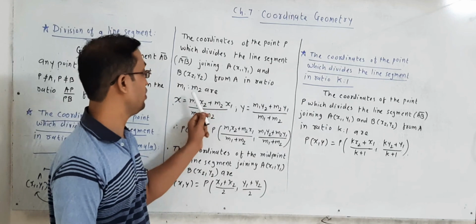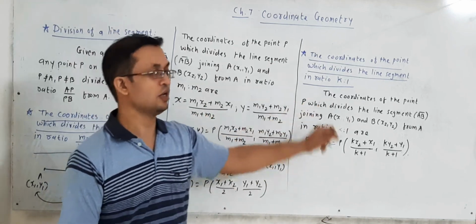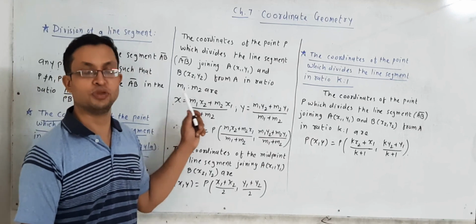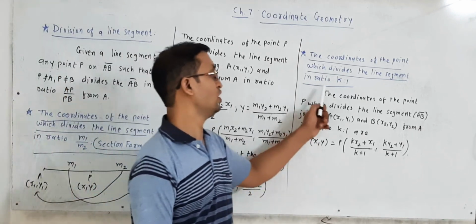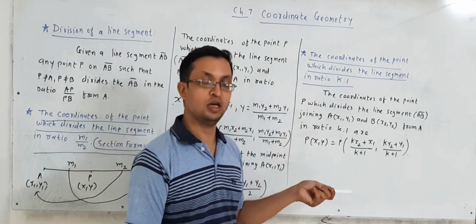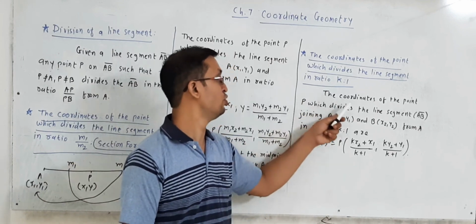Here the ratio is m1 to m2 and there the ratio is k to 1. If the ratio is in fraction form, apply this formula. If the ratio is an integer form, like 3 by 1 or 2 by 1, that is, 2 to 1, then apply the k formula.